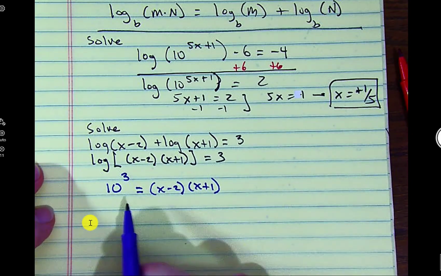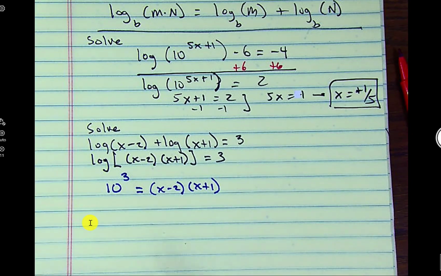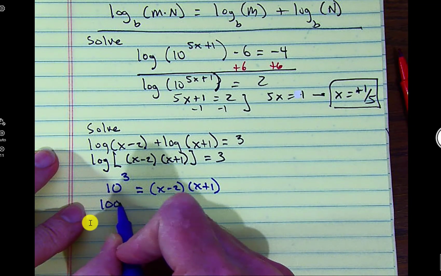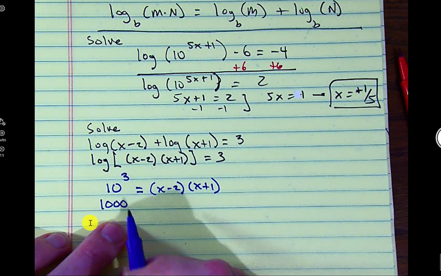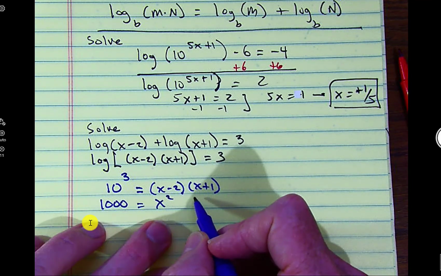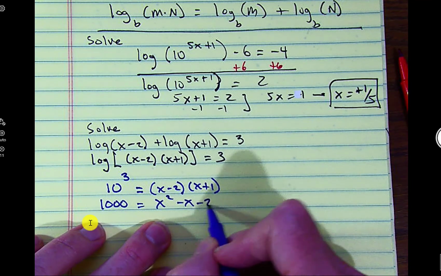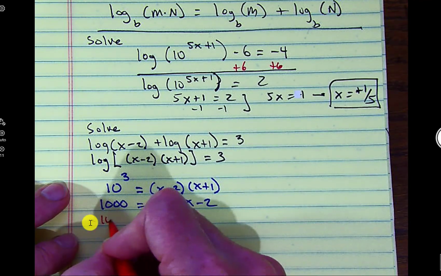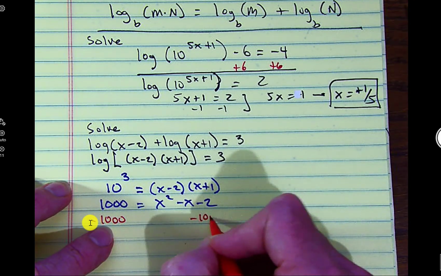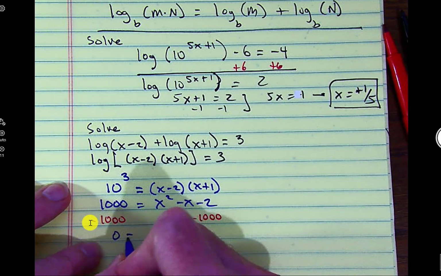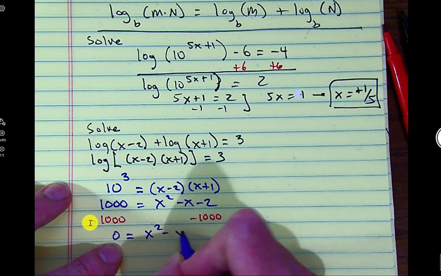All right, so sure enough, now I've got an equation that's a little easier looking to solve. We got some work to do though. Let's get rid of parentheses. That's 1,000, 10 times 10 times 10. I have to FOIL this, x squared minus x minus 2. And now I'm going to have to minus 1,000 on both sides to get it equal to 0. Because we wound up with a quadratic equation.